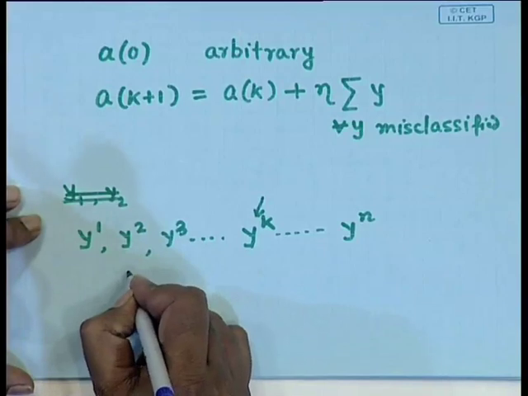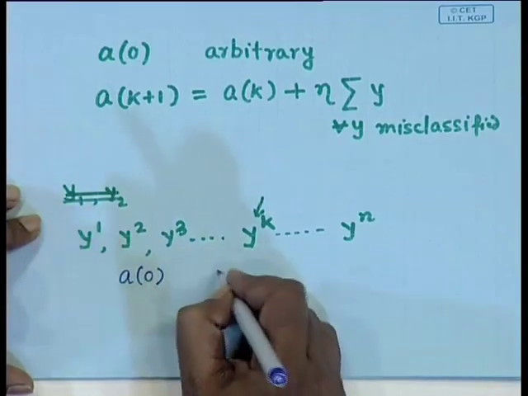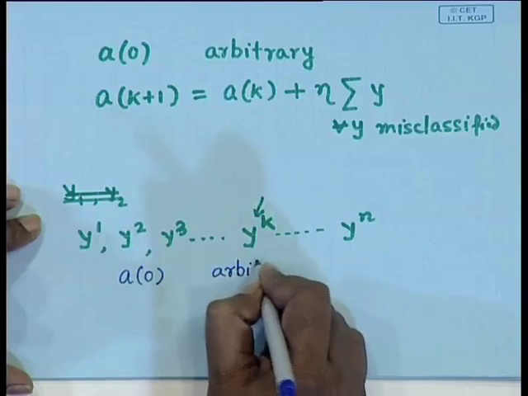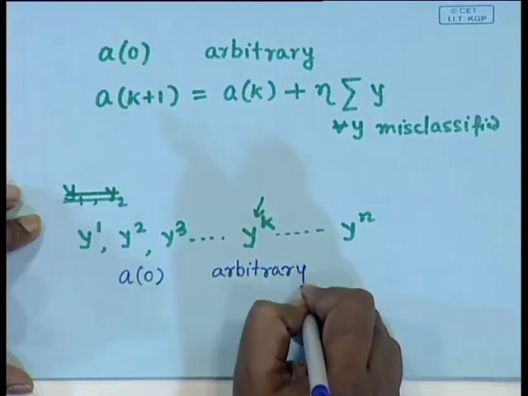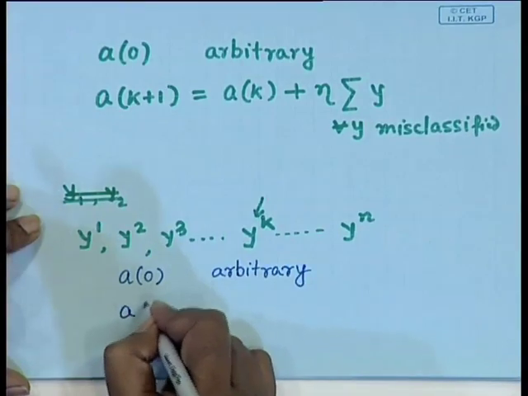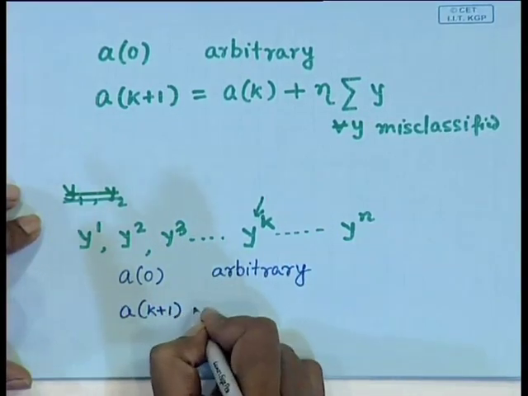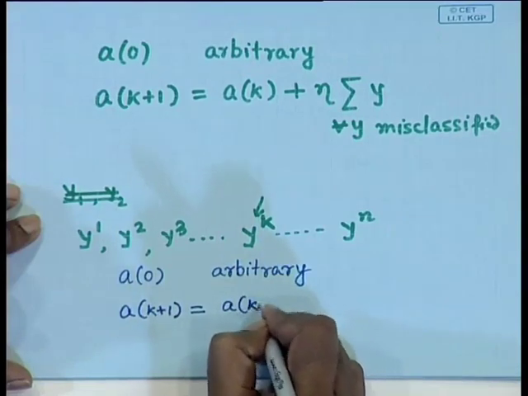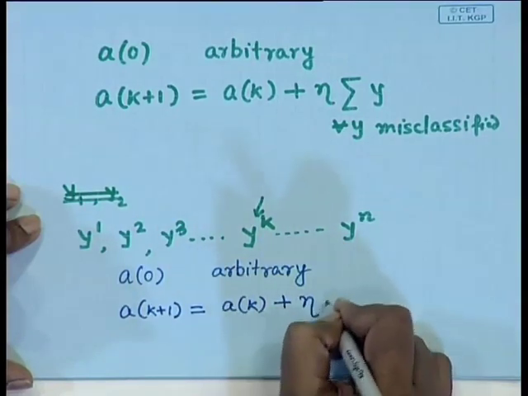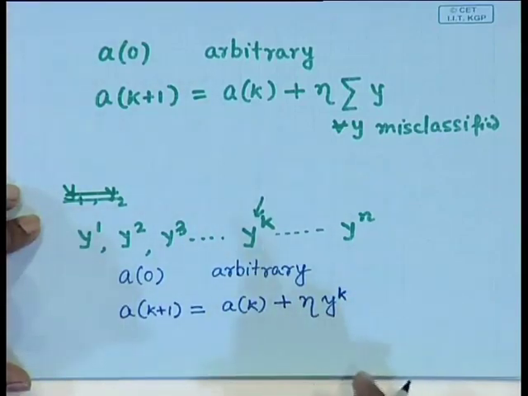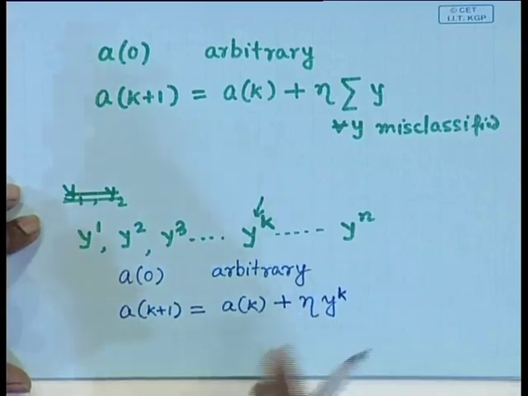Okay. So, following this, now the new algorithm will be again as before, A 0 is arbitrary, and A k plus 1 will be A k plus eta times y k, for the kth sample. Now you find that the summation term is no more there, because we are considering sample by sample, not all the misclassified samples together. So, the memory requirement for execution of this algorithm will be much less compared to the previous version.